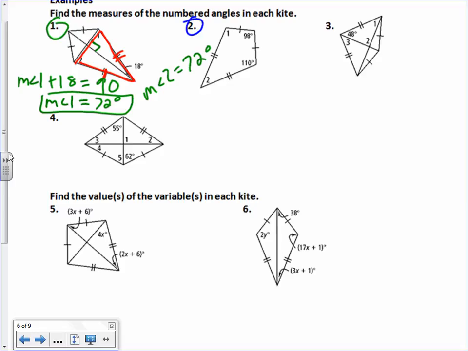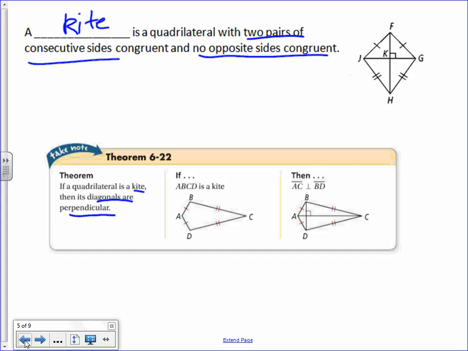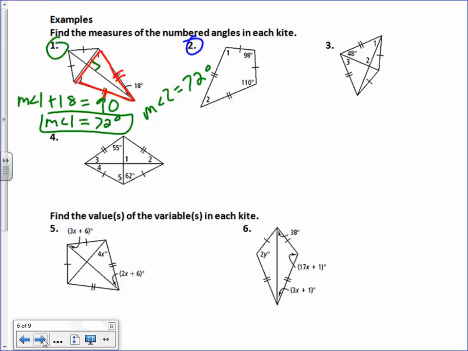So what do we know about opposite angles of a kite? So let's look back. 2 pairs of consecutive sides congruent and no opposite sides congruent. We know that the diagonals are perpendicular. Do we know anything else about kites? Let's think here. It's a quadrilateral. 4 sides.